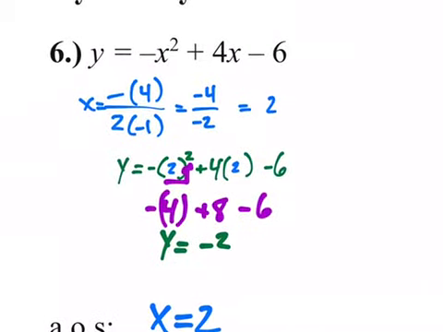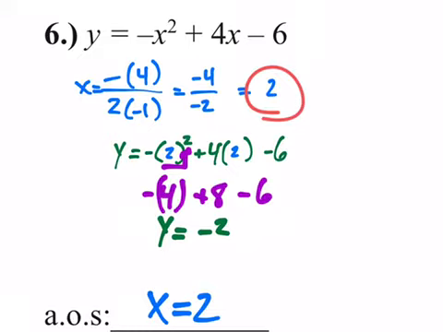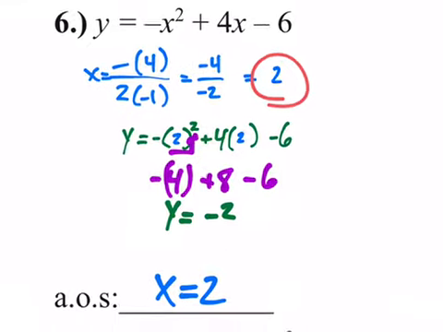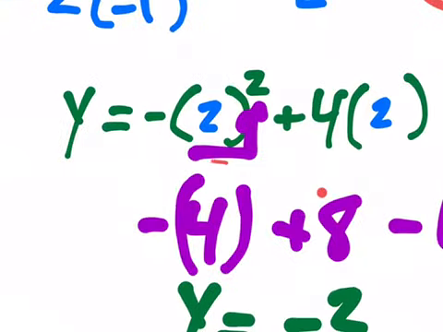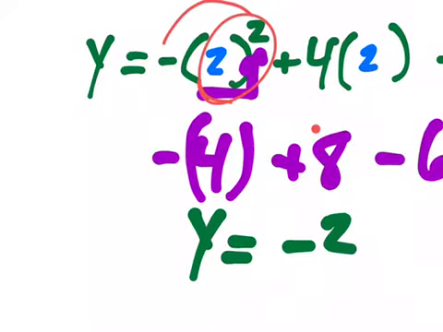Here I did negative b over 2a, minding my negatives correctly. I get the x-coordinate, which once again is the axis of symmetry and the x-coordinate of the vertex. Then you plug it into the original equation, simplify, and you find that y-coordinate. Okay? Now don't forget, you have to do the exponent first. So that's why I get a positive 4, then bring in that negative to get that negative 4.